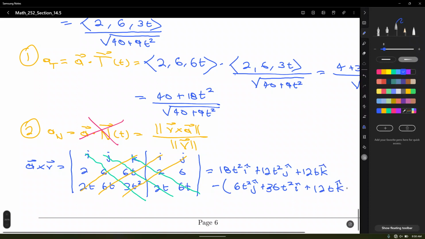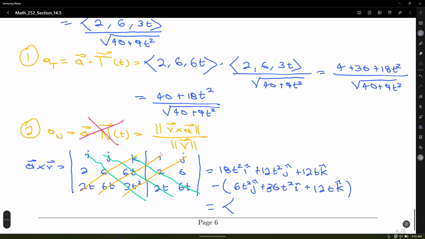Alright, so combining like terms, that should give us the following. I'm going to go component form. The i's with the i's, that is 18 minus 36, which gives us negative 18 t squared. The j's with the j's, that is 12 minus 6 t squared, that's 6t squared. And lastly for the k's, 12tk minus 12tk, that's 0. So that is the cross product between the acceleration and the velocity. If you did it the other way, velocity times acceleration, you would just get the components with the opposite sign, and 0 is still 0.